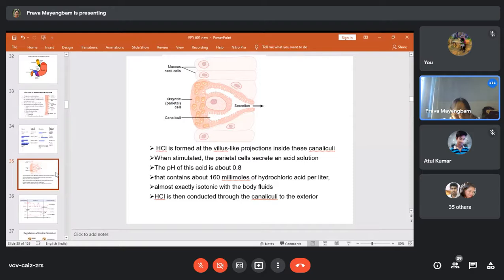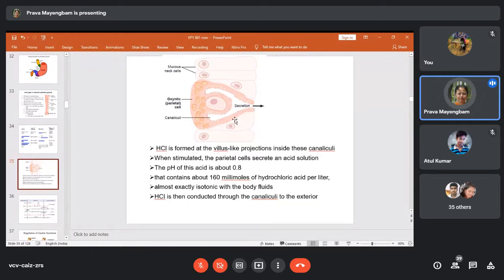Yes, ma'am. Okay, so how is this secretion happening? Consider this a portion of that cylindrical gland. This is one epithelial cell, this is another epithelial cell, and another. You can imagine here. These are the mucous neck cells, which are responsible for secretion of mucus. This cell is indicating one oxyntic or parietal cell.